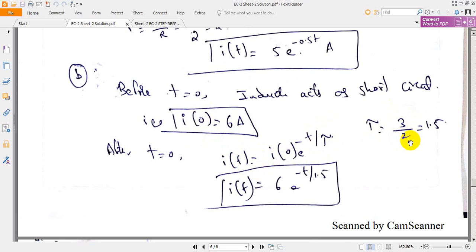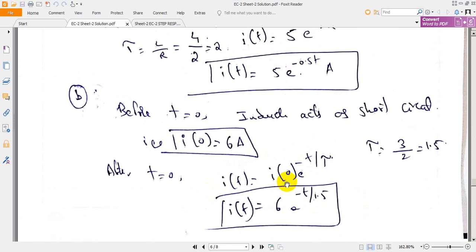L by R is 3 by 2. L value is 3 and R value is 2. You can write it as 1.5. So i(t) is equal to I naught e power minus t by tau. Tau is 1.5. I naught value is 6. This forms your free response circuit.